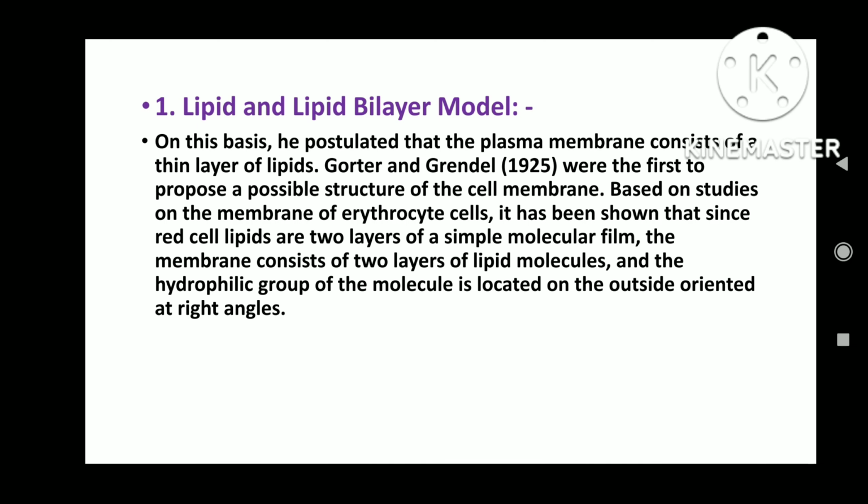Gorter and Grendel in 1925 were the first to suggest a possible structure of the cell membrane. On the basis of studies of cell membranes of erythrocytes, they showed that the lipid extracted from the red cell ghost spread in an area twice that of a simple molecular film. So it was thought that the membrane consists of double layers of lipid molecules.